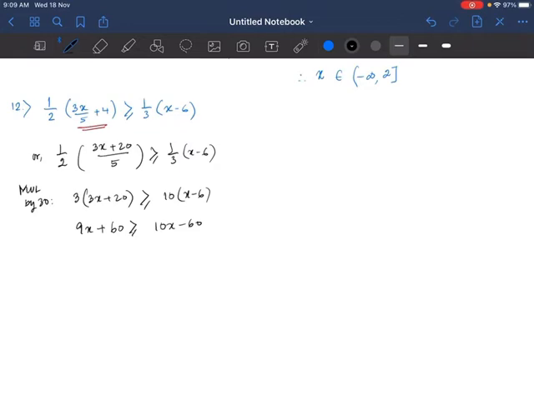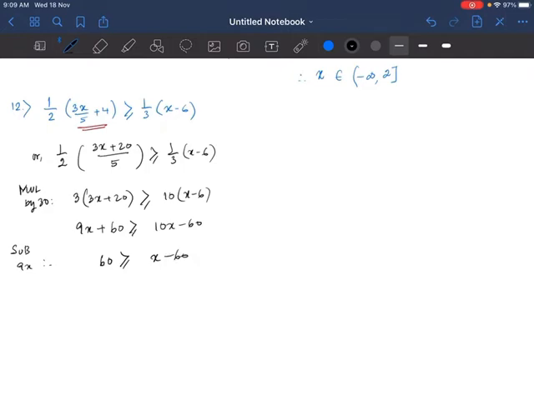So after getting this, I will see the bigger x lies on the right hand side. So I will try to take all the x on the right hand side. And how to do that? I need to remove the x part on the left hand side. So I will just subtract 9x from both sides. If I subtract 9x on the left hand side, there will be no 9x because 9x goes away. So we have 60 greater than or equal to 10x minus 9x, which becomes x minus 60.